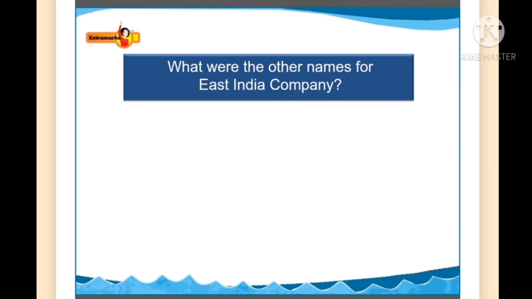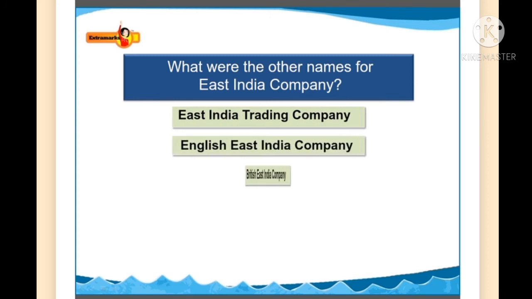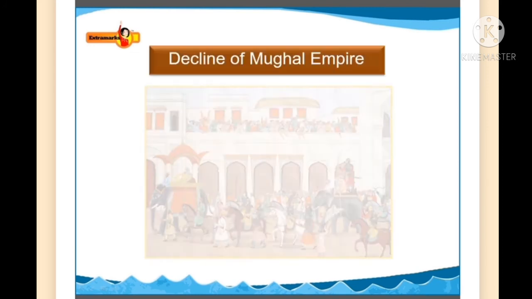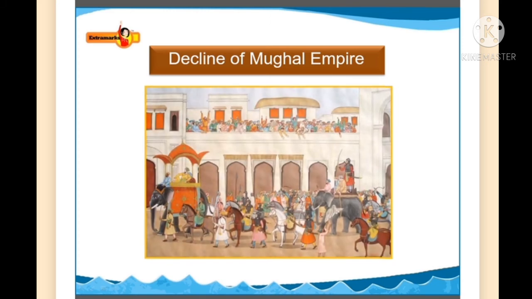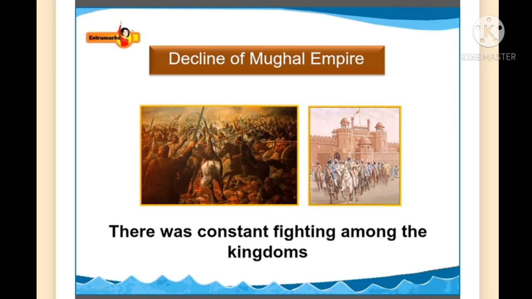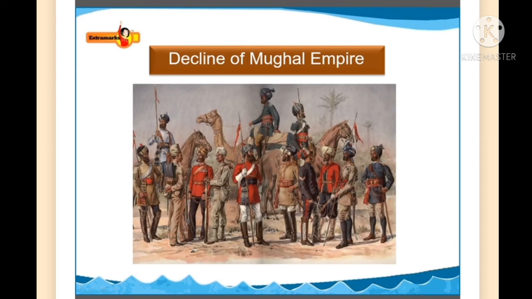What were the other names for East India Company? East India Trading Company, English East India Company, British East India Company. The British came to India during the reign of Mughal Emperor Jahangir. Around 250 years ago, the strong Mughal Empire of India started declining. There was constant fighting among kingdoms. The British took advantage of the constant fighting and started increasing their control over India.